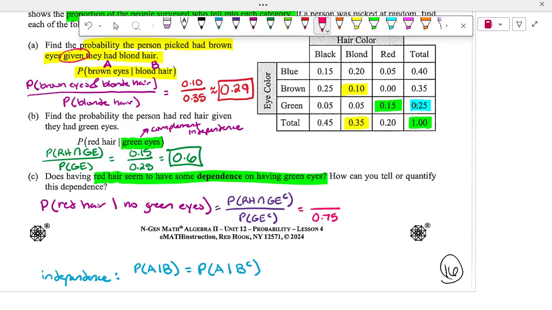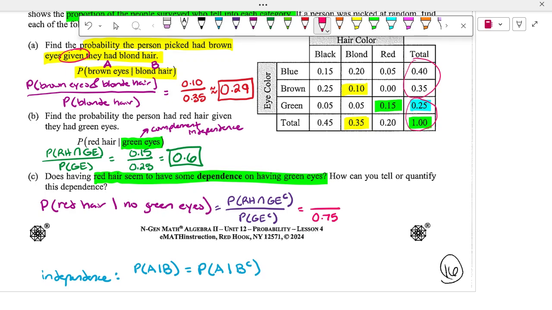You can either subtract 0.25 from 1, because remember, complements have to add to 1, or you could just add up the other two parts of the total column for eyes. So if you do 0.40 plus 0.35, you get 0.75. If you do 1 minus 0.25, you get 0.75.